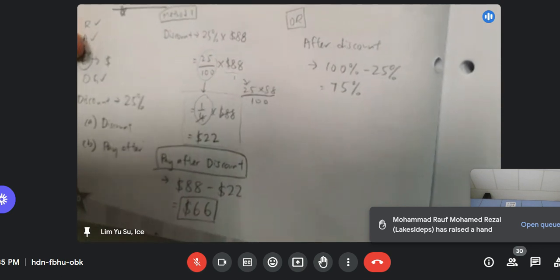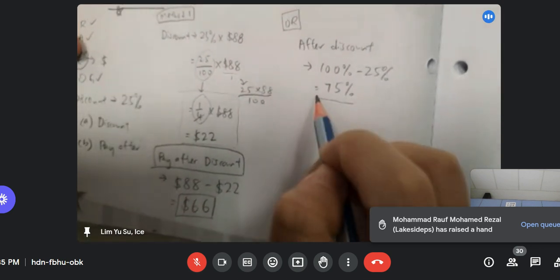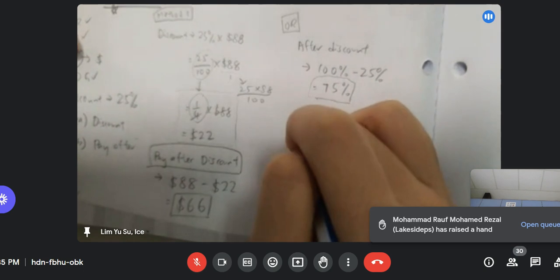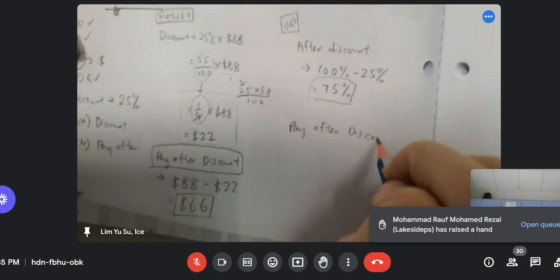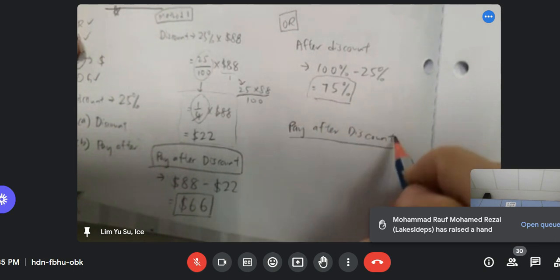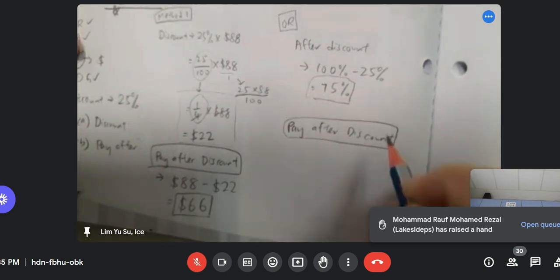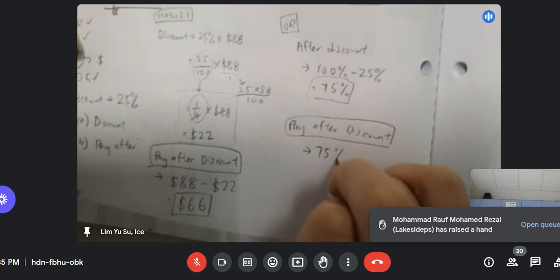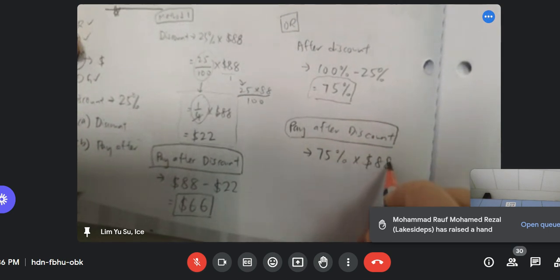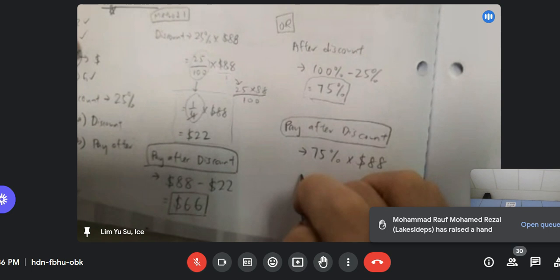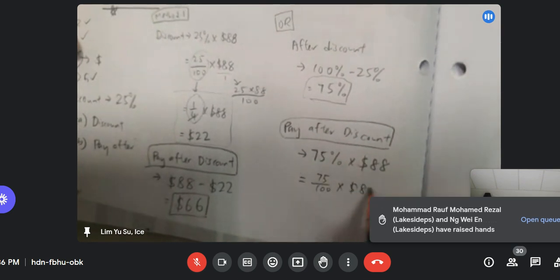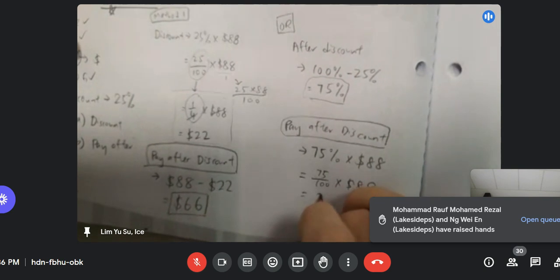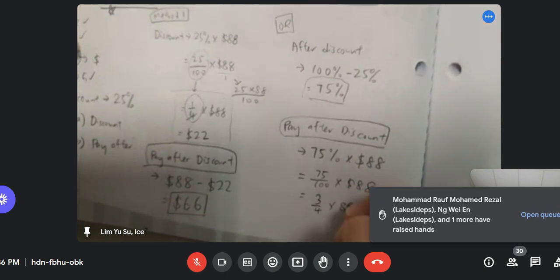Alternatively, if I use method B, I know that it's 75%, then the pay after discount will just be 75% times $88. And that will be equal to 3/4 times 88, which I know how to simplify. And that will give me 66 already.